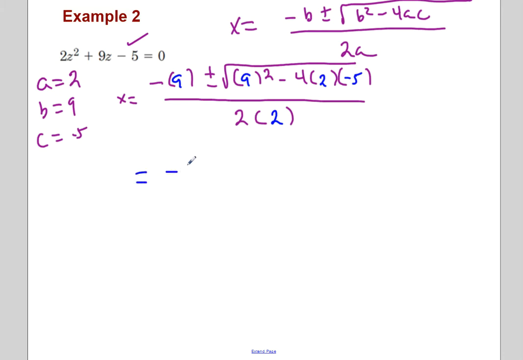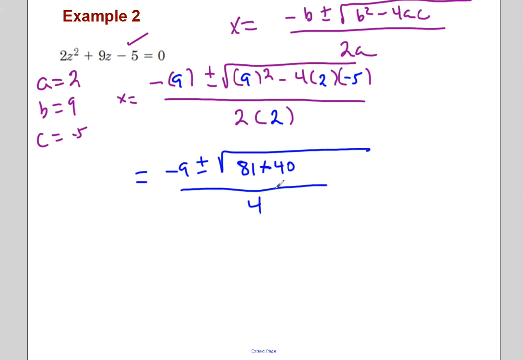So we have negative 9. Both roots are represented by this plus and minus. This is going to be 81. If you're using a calculator, use those parentheses. So that's going to be a negative 8 times a negative 5, which is a positive 40. So I'm going to have plus 40, and then all this over 4. So what I have is negative 9 plus or minus the square root of, looks like 121. That may sound familiar to some of y'all, but if not, we're going to keep pressing.